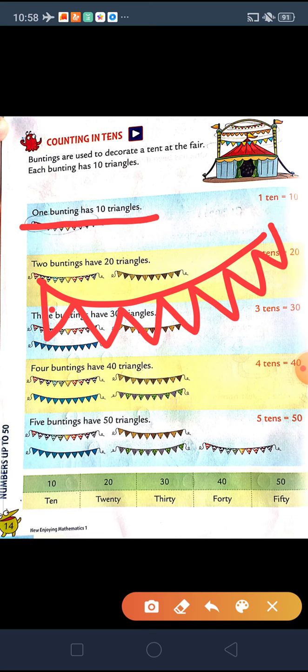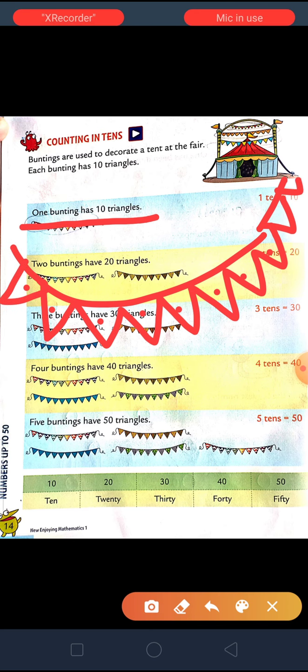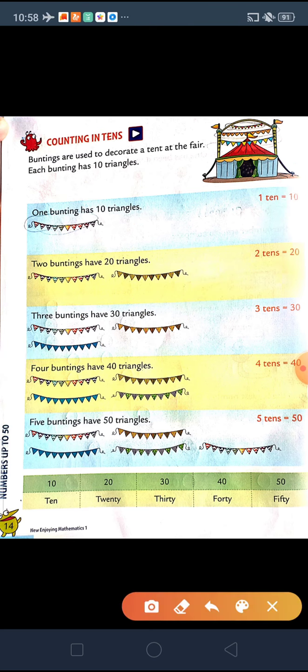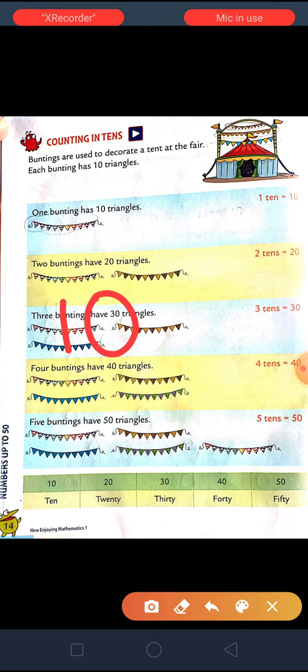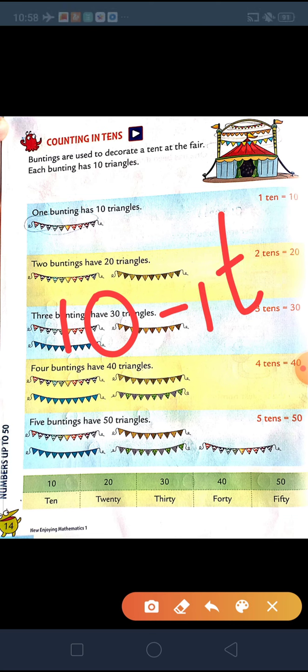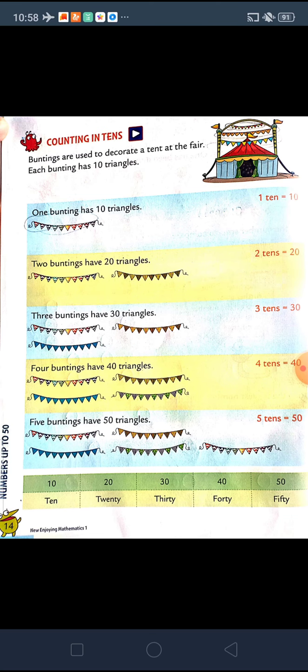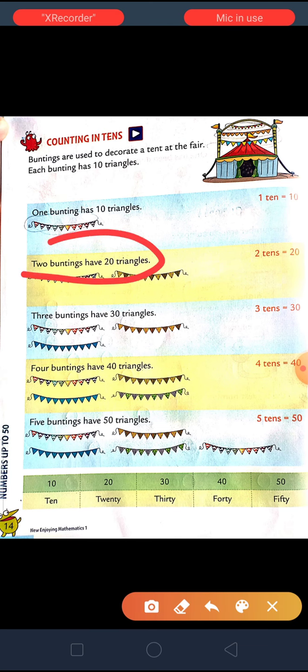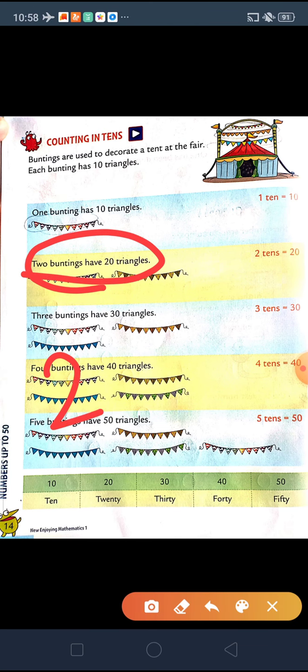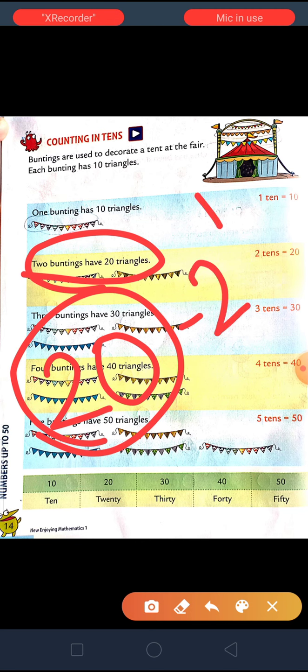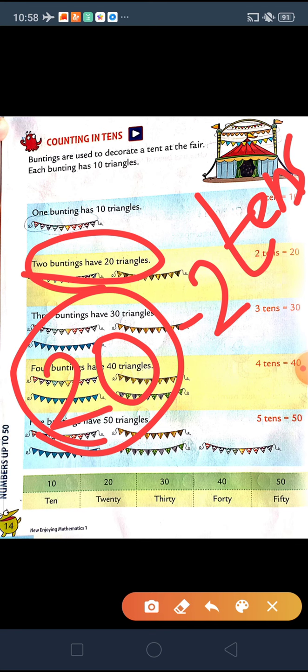So how many are these? 1, 2, 3, 4, 5, 6, 7, 8, 9 and 10. Like this, 10 triangles are there. That means 10 triangles is called 1 ten. In the same way, if 2 buntings are there, it is a total of 20. So 20 means 2 tens.